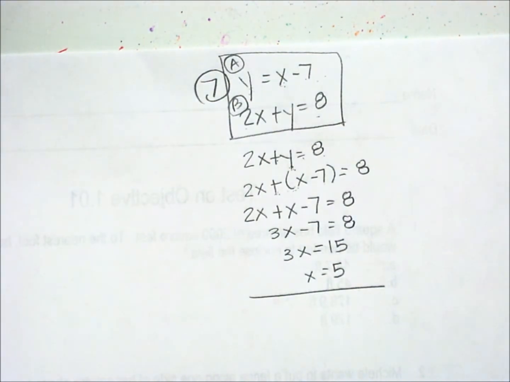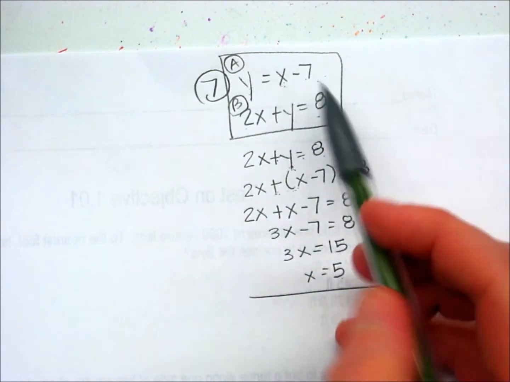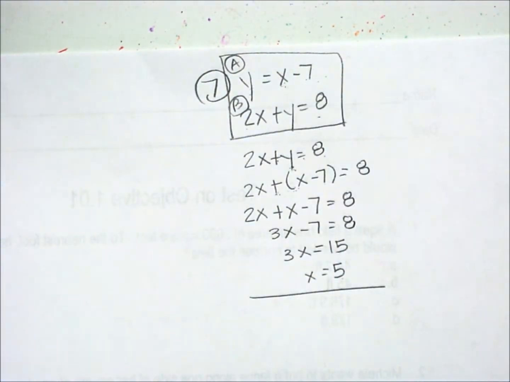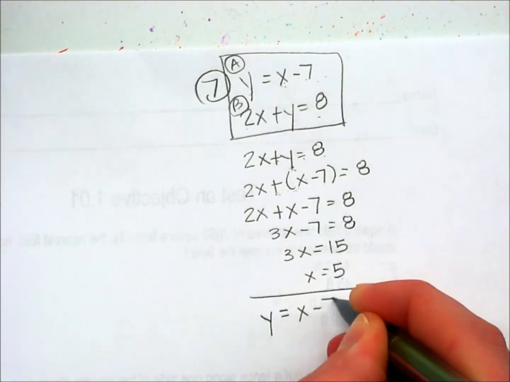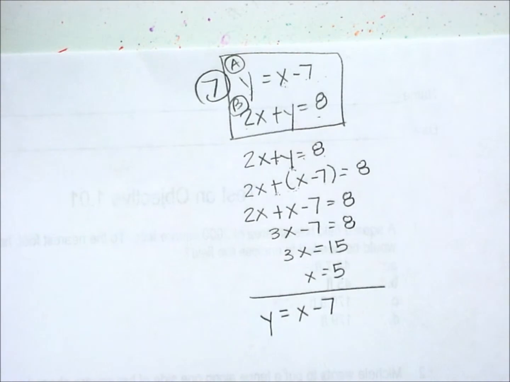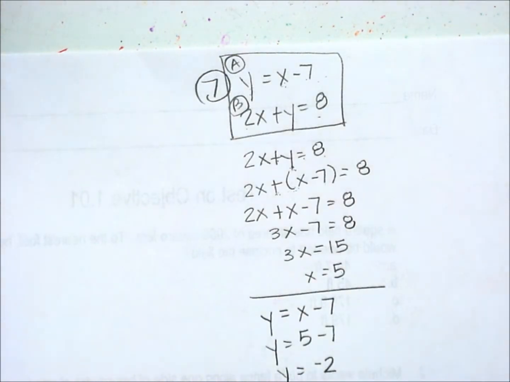Now that I know what x is, I need to substitute 5 in place of x for one of these equations. So I would substitute it into the first equation. Just seems like it'd be easier. So I'm going to rewrite that first equation. But instead of x now, I'm going to put a 5. So that tells me y is equal to negative 2.